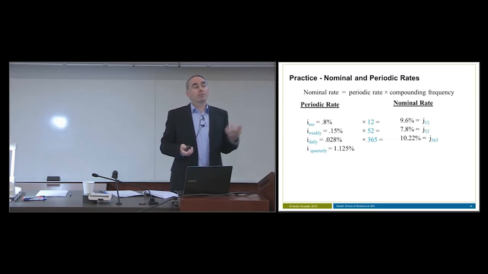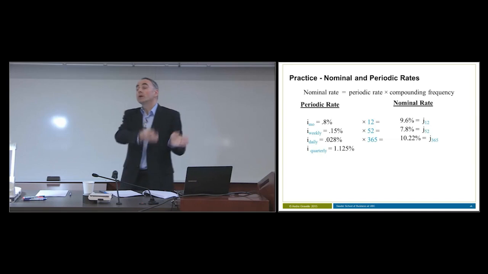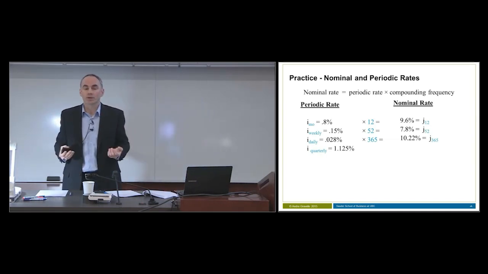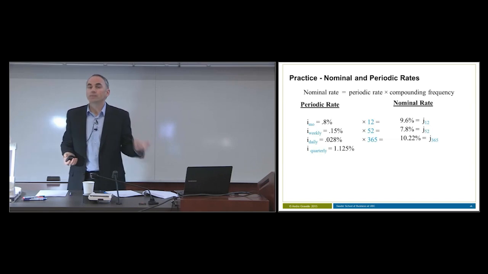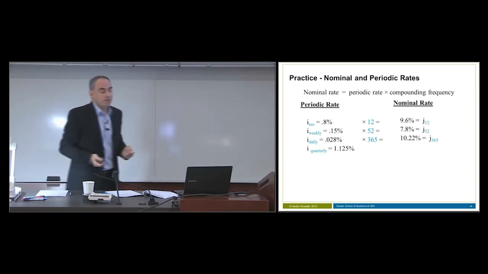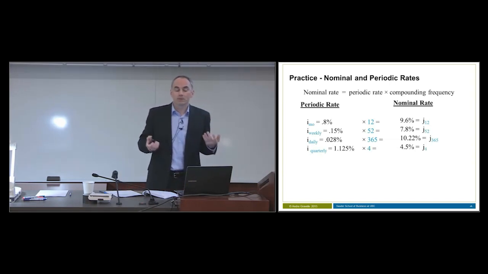I'm going to do one more. What about if we had a periodic quarterly rate? So this is the rate per one quarter. Well, how many quarters are there in the year? Well, there's 4 quarters in the year. So we take our quarterly rate, multiply by 4, and that will give us a J4. So 1.125% times 4 equals 4.5%.